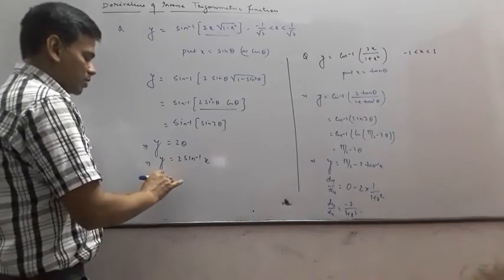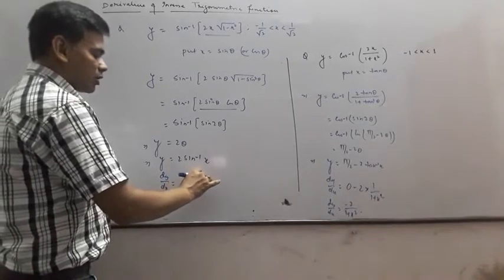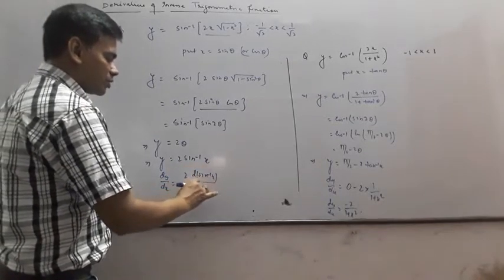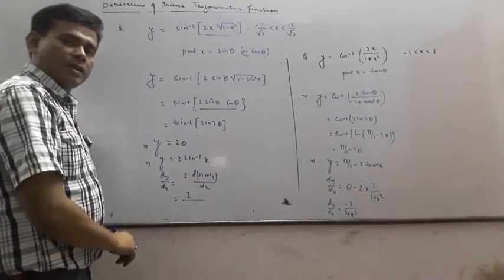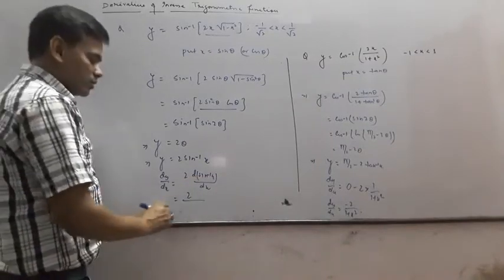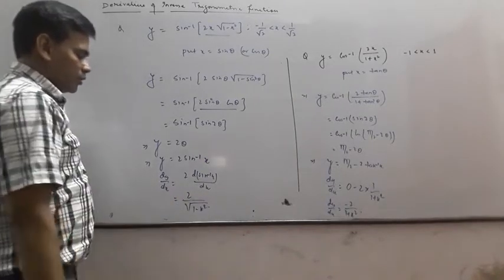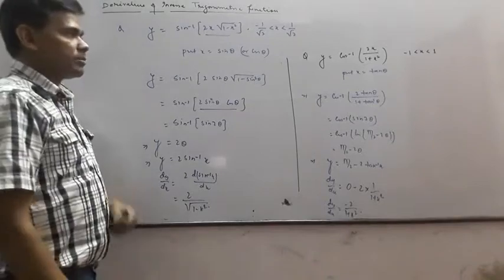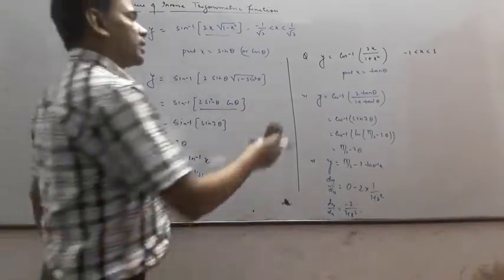So differentiate with respect to x. dy by dx equals 2 times the differentiation of sin inverse x with respect to x. The differentiation of sin inverse x is 1 by under root 1 minus x square. So again it is very simple. One more question I want to discuss with you. Let's see.